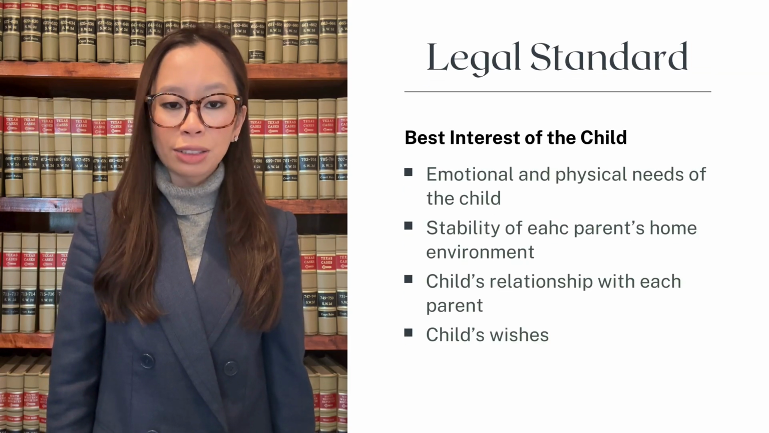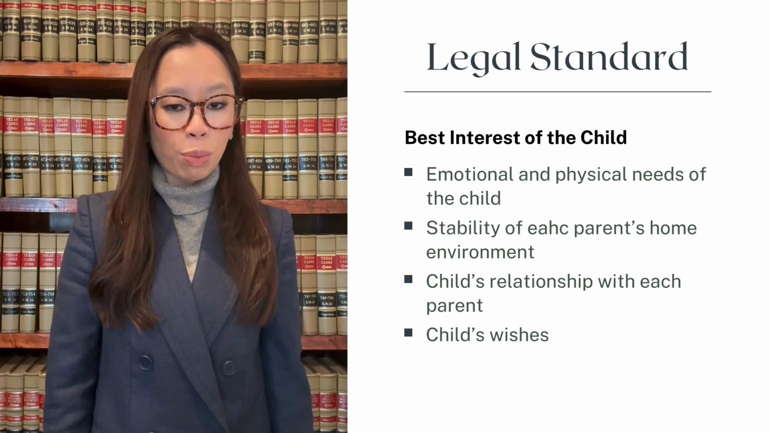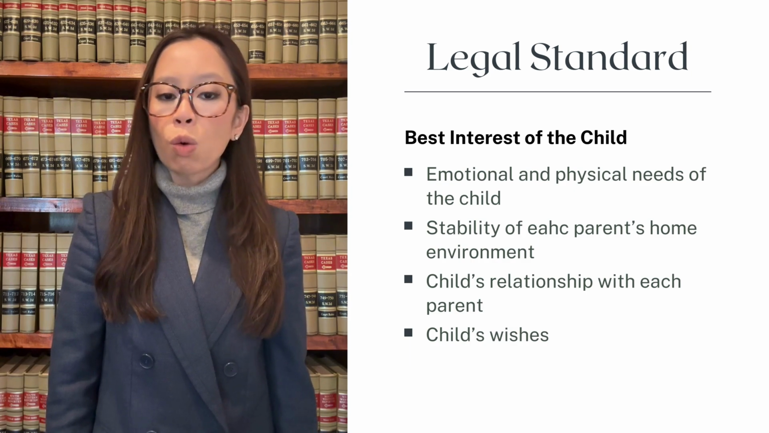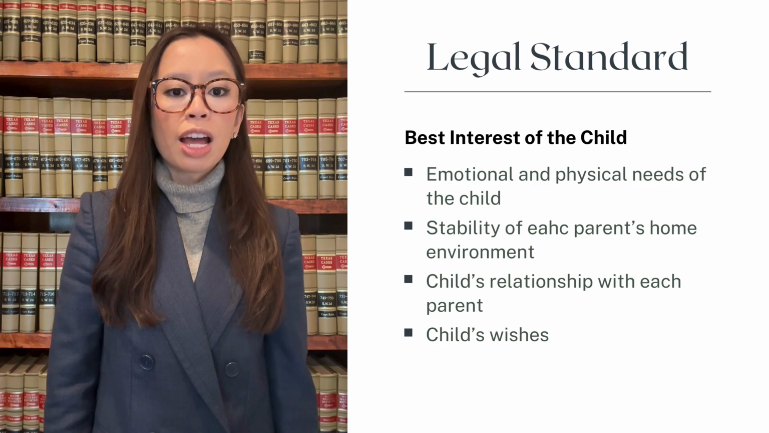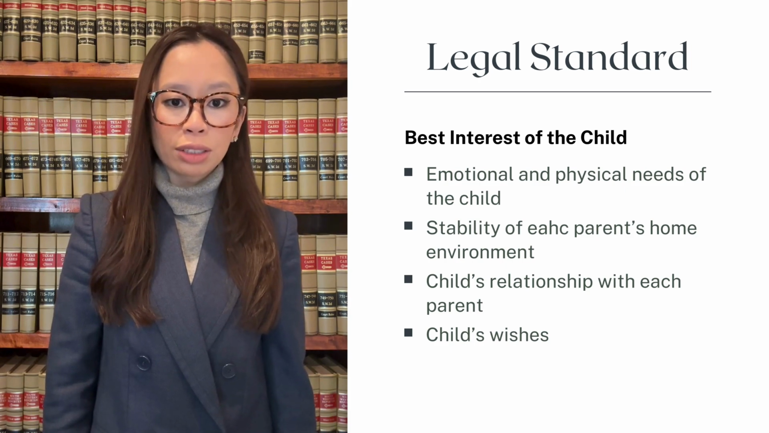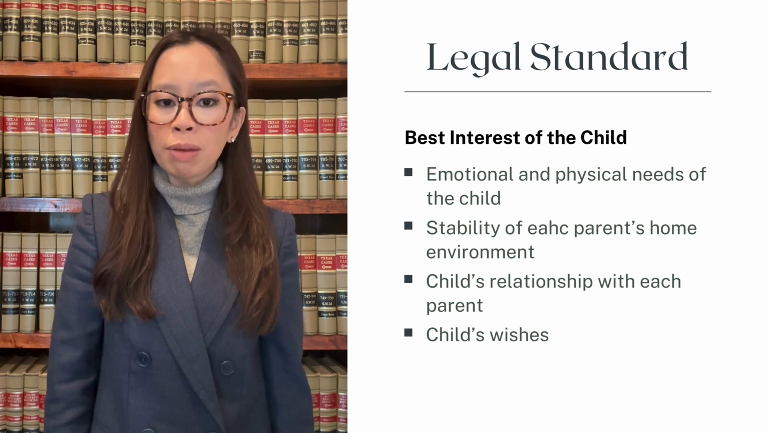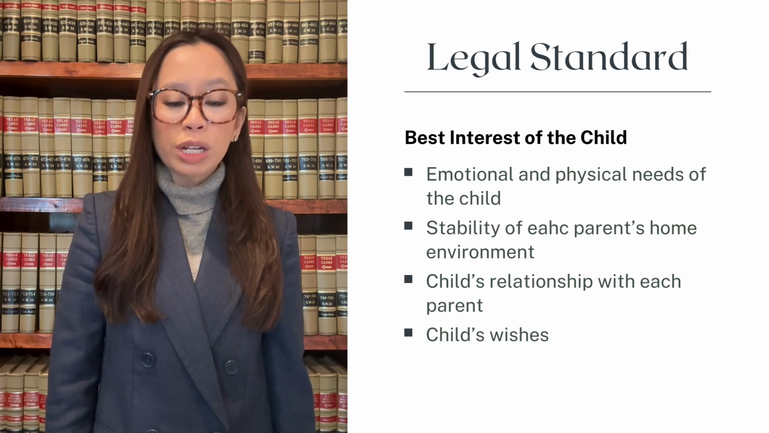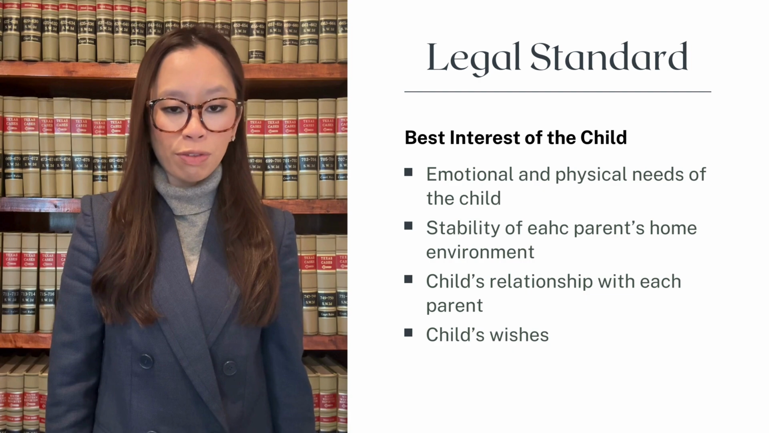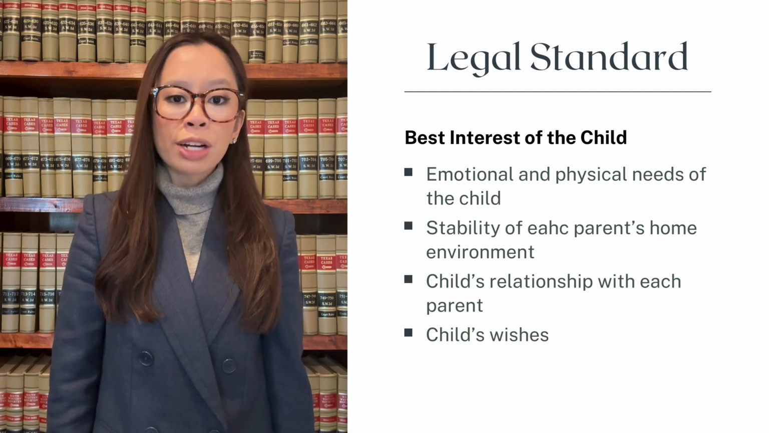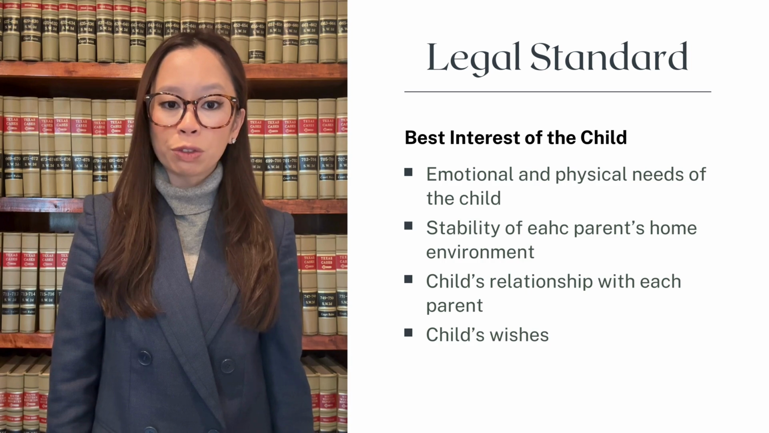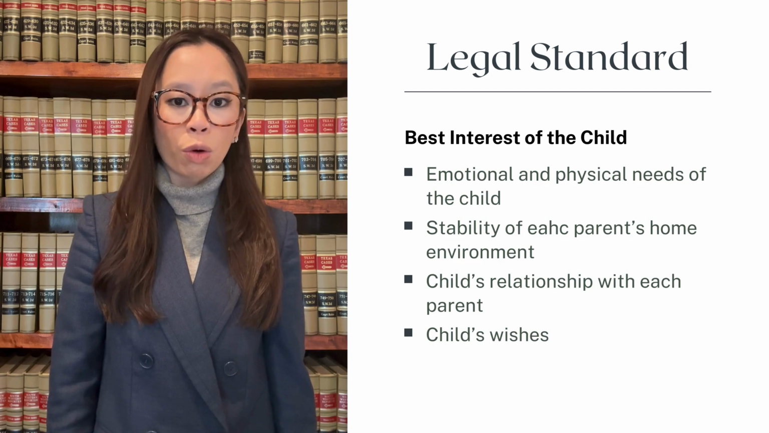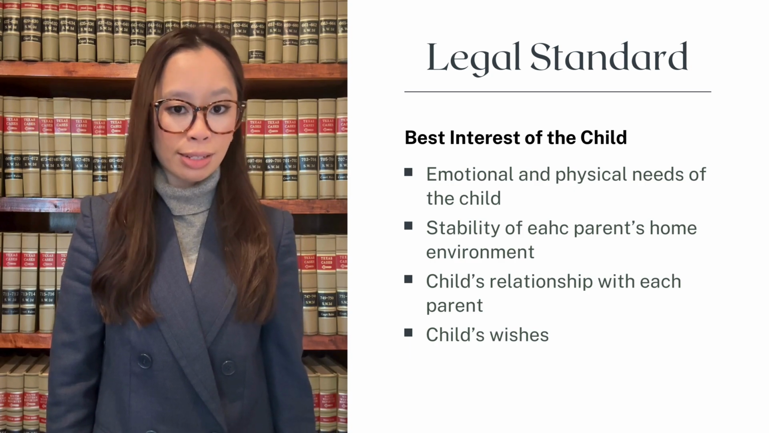Best interests of the child. When modifying custody and child support orders, the court's primary concern is the best interest of the child. The court will weigh several factors, including the emotional and physical needs of the child, the stability of each parent's home environment, the child's relationship with each parent, and the child's wishes if they are old enough to express a preference. For example, if a parent's new living situation makes it difficult for them to provide a stable home for the child, the court may modify custody orders to give the other parent primary custody.